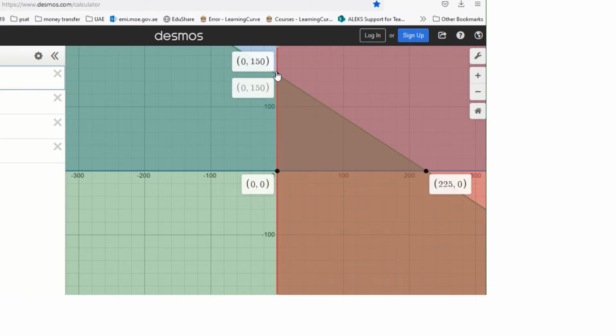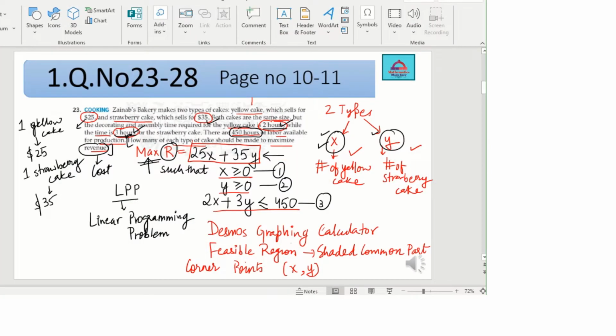So let's go back to our presentation and then make a table of values. And if you see here, 0, 0 can be neglected because it's the minimum point. We need the maximum. So we can also substitute just for these two and get our answer. So let's go to our presentation back again.